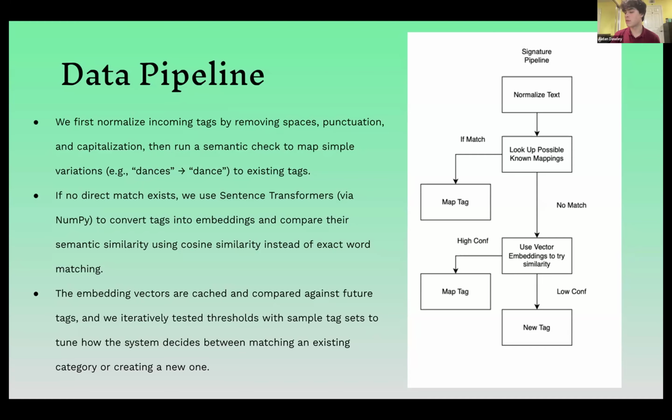We store this new vector value in a cache, and each time a new word comes in, we can compare our new vectors against the cache to see if we have an already very close existing category. And if that existing category does exist, we're going to map the vector to that category. And if there's no close vector match, then we're going to create a whole new category to compare our future tags to.